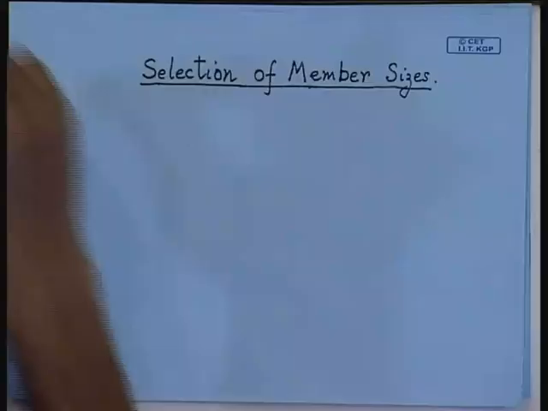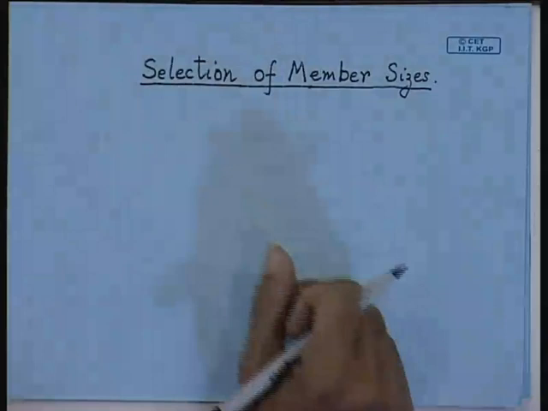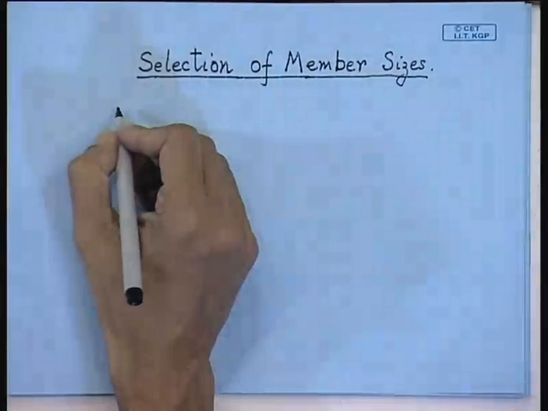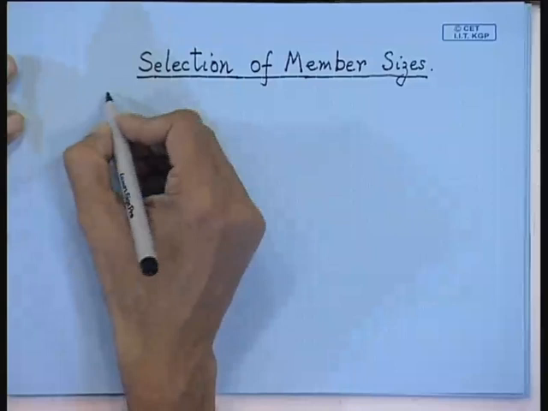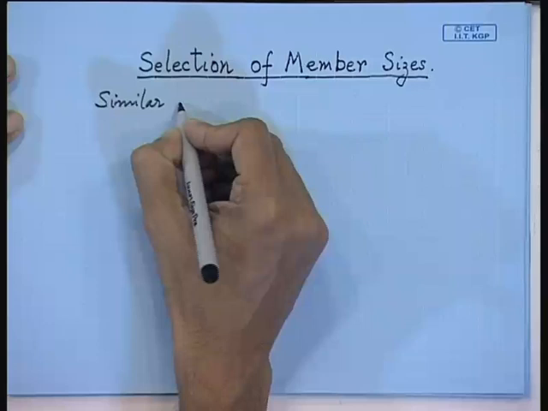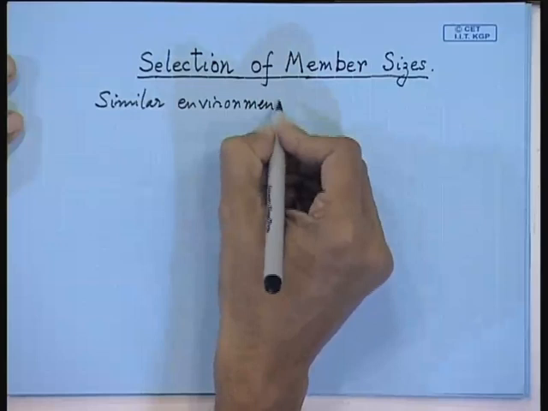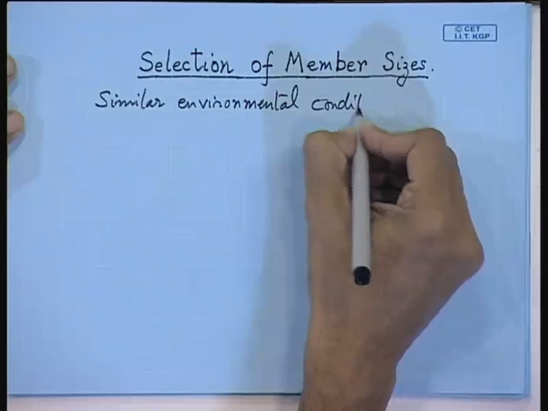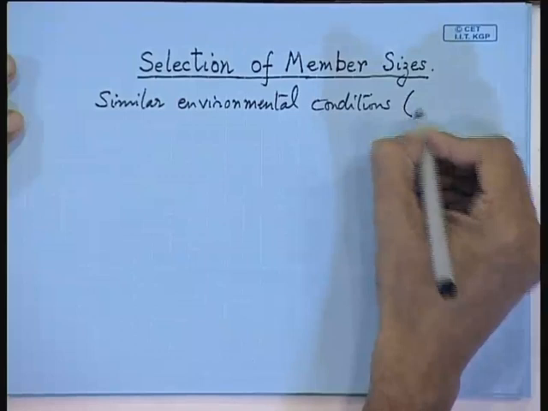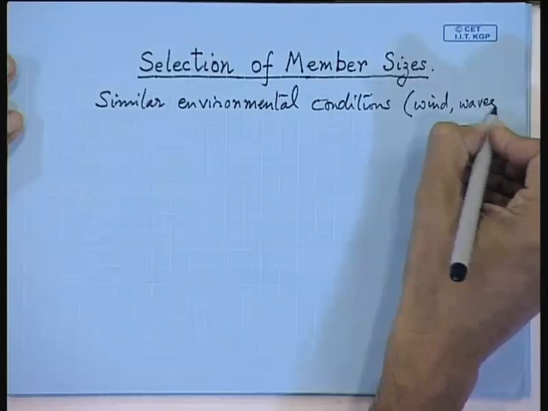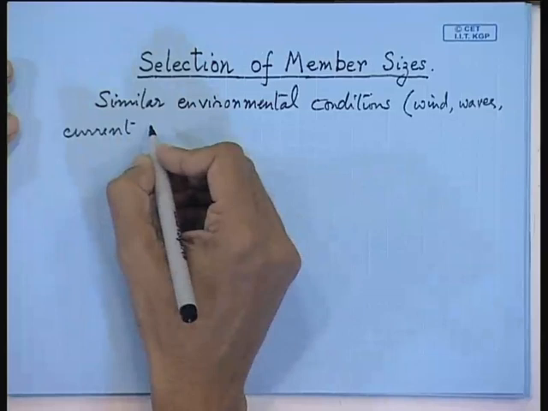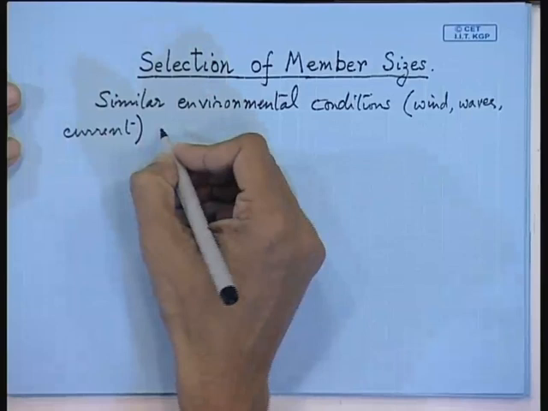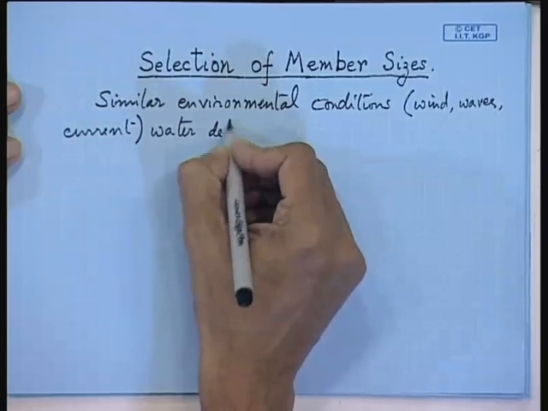So today let us continue with the selection of the piles of the jacket platform. Last class I have already told you that you start from the basic design of similar environmental conditions and water depth. You will have to have data for wind, waves and current. You try to gather this from oceanographic or metocean data. This is called similar data, and the other more important criterion is water depth, because the water depth actually dictates the size of the platform.